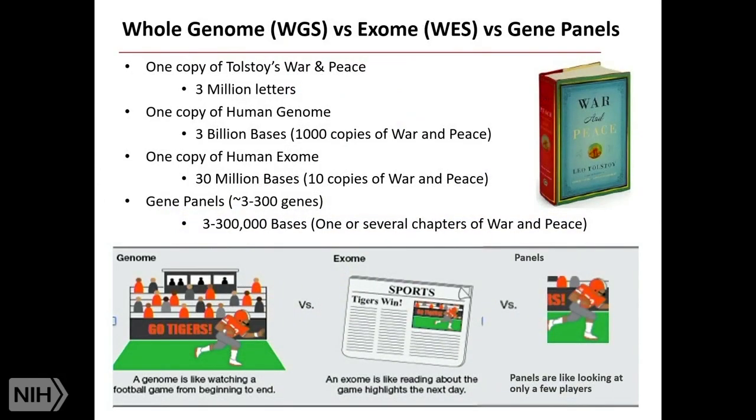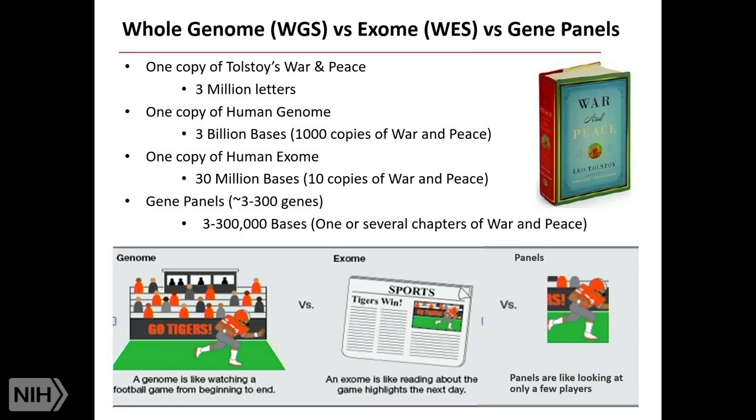All right, in the last few minutes, let's go through what we think about whole genome versus exome versus gene panels. On the top of this slide, for those of you who are readers, I just want to give you an idea of the magnitude of this stuff. For those of you who've read War and Peace, I haven't actually, it's 3 million letters. But if you're going to do an entire genome, a whole genome sequence, you're looking at 3 billion bases, so that's 1,000 copies of War and Peace. So to bring your whole genome sequence to your doctor, that would take a truck to bring it in. All right, exome sequence is a little more manageable, but we're still talking about 10 books of War and Peace just to get through the whole thing.